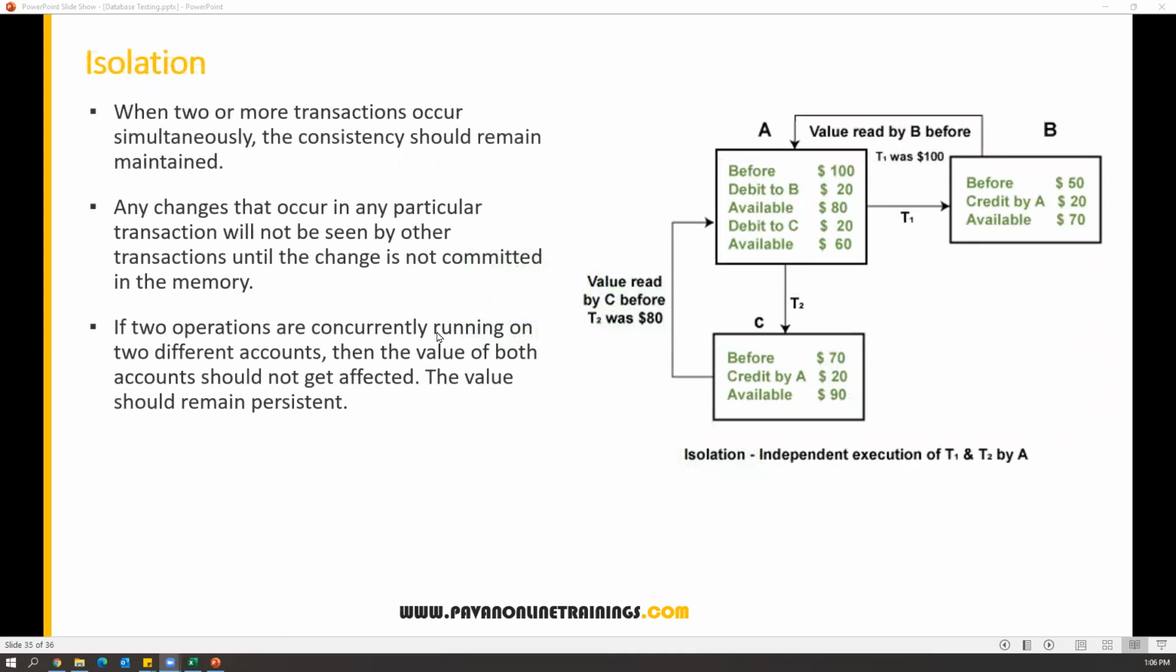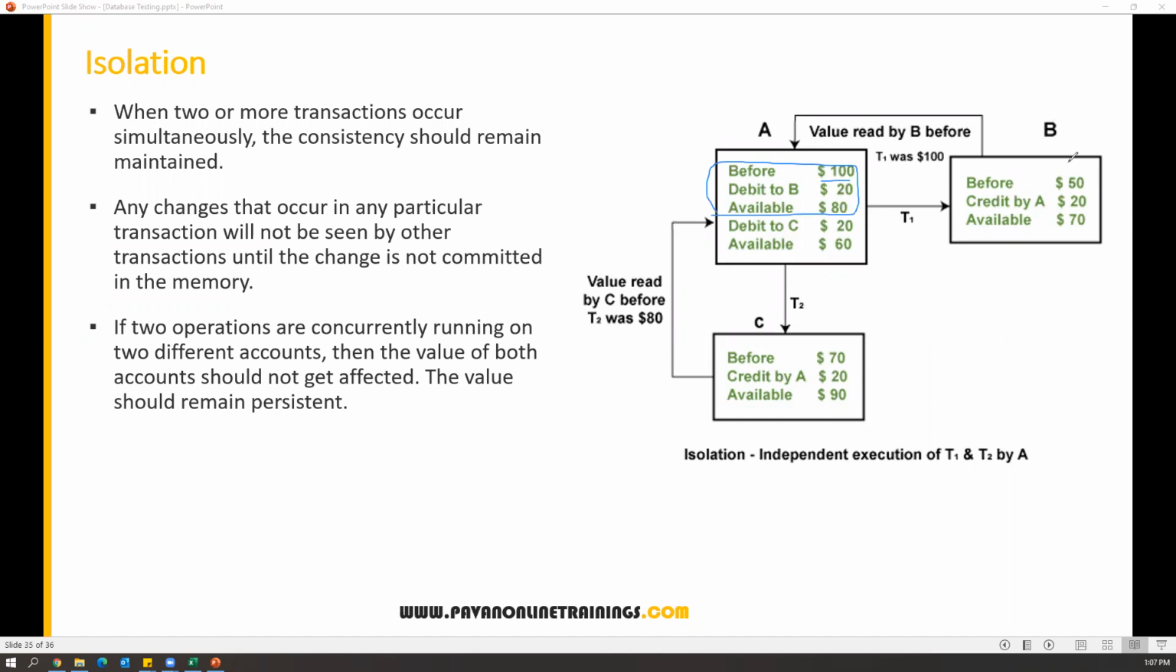In isolation, most of the time we do concurrent or parallel transactions. So what does concurrency mean? We initiate multiple transactions at the same time. Let us say here A is an account, and B and C. T1 and T2, two different transactions, are initiated at the same time. A contains $100 initially and debits to B. It sends $20 to B's account, and now the available balance is 80. So this is one transaction, T1.